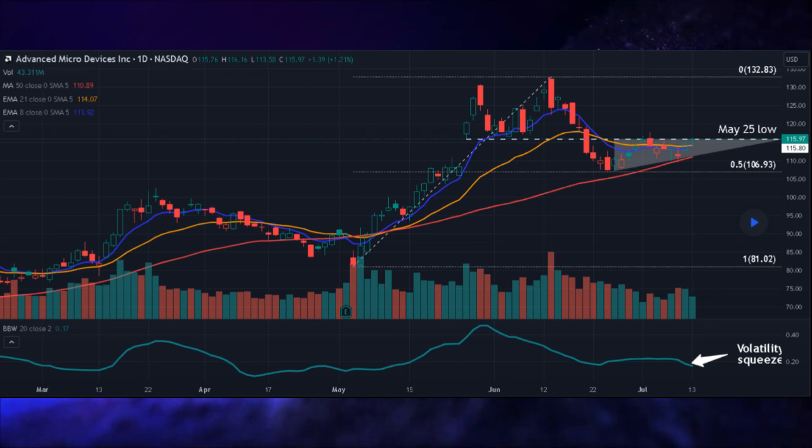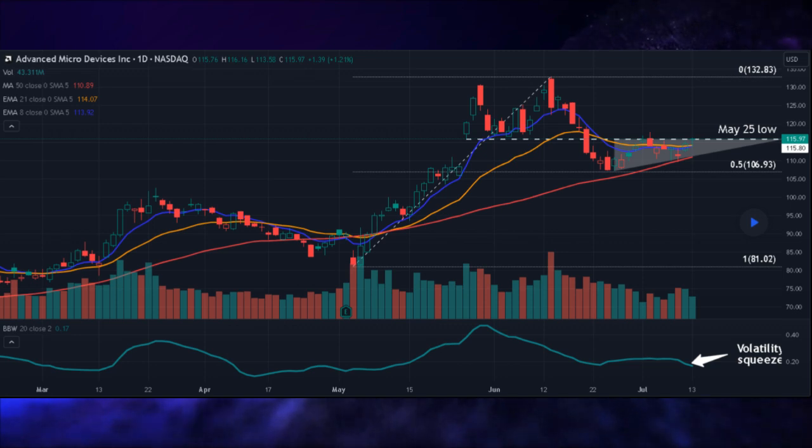The question now arises, will AMD's price experience a substantial move after this tight consolidation? Only time will tell, and we'll be keeping a close eye on it. On Tuesday, AMD's stock touched its 50-day simple moving average, SMA, but managed to close above it. This event could be a crucial signal confirming that the stock's intermediate-term trend is still bullish.